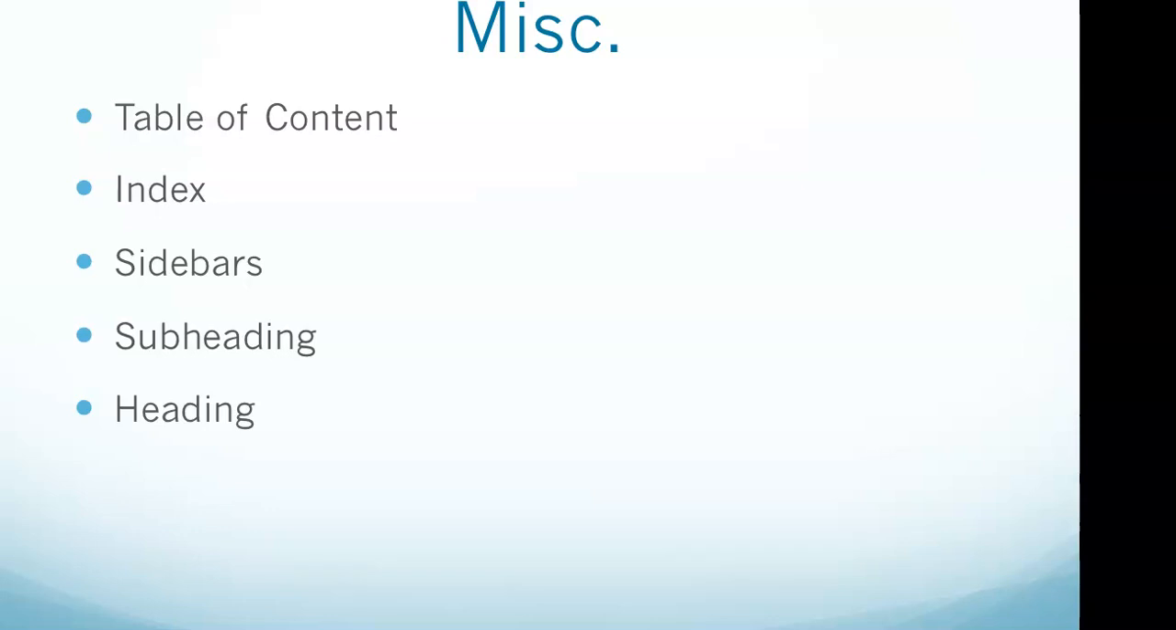Also looking out here, sidebars. Sidebars will break out aspects of a story that merit special attention. And then also we have subheading and heading. The heading is the title or topic of a document, chapter, etc. While a subheading is a type of heading, a heading under which each of the main divisions of a subject may be subdivided. And so those are those 5.